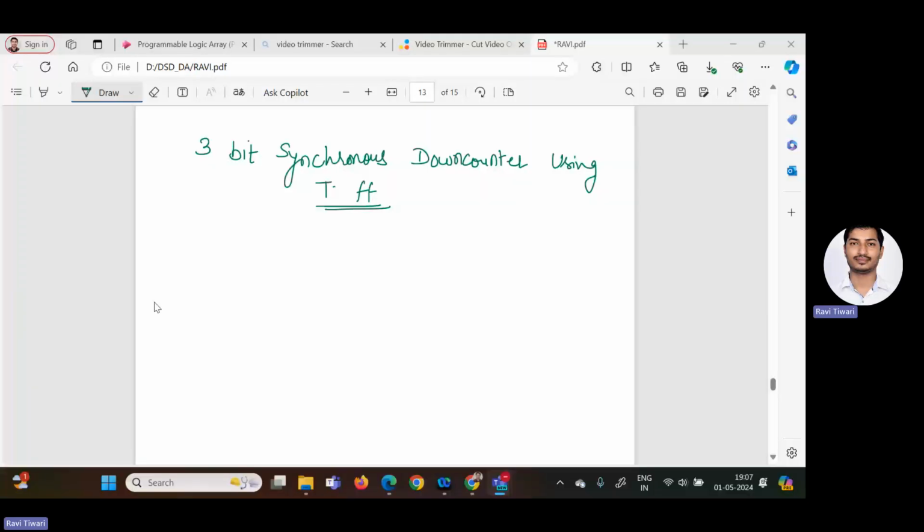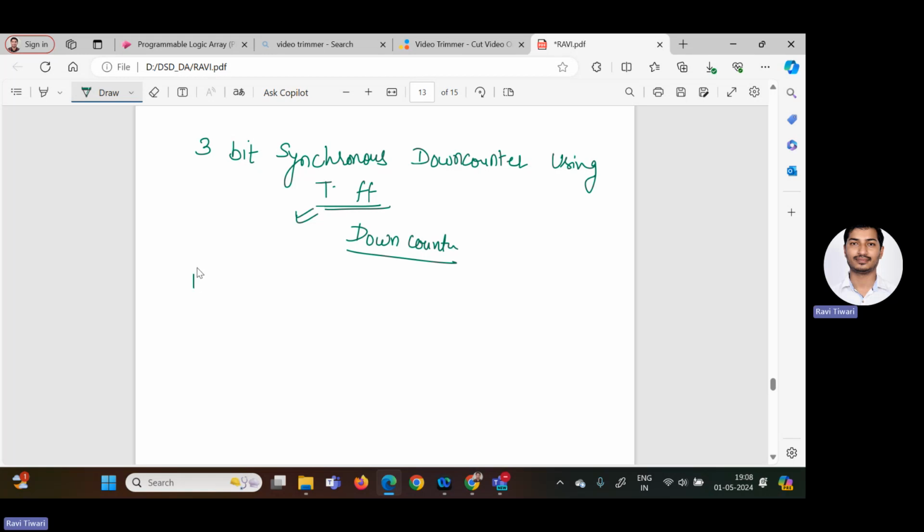Okay, hello everyone. We are going to design a circuit which will work as a 3-bit down counter. It will be a synchronous circuit using the T flip-flop. So what are the steps we need to follow to design a 3-bit down counter?